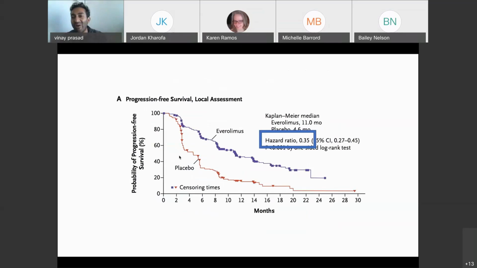We like low hazard ratios. How to explain it to a patient, that's a challenge, but lower is better. And that's a good hazard ratio. You don't see them that good too often. So this looks quite good. PFS, big benefit from everolimus versus placebo.